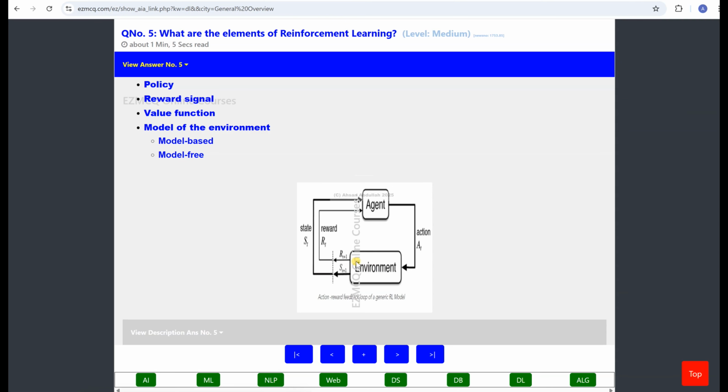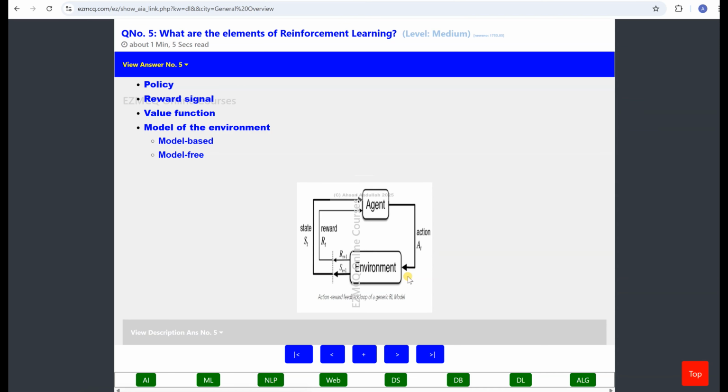There is a value function. The value function estimates the expected cumulative reward the agent can achieve from a given state, or state-action pair. It helps the agent assess the long-term benefit of different actions beyond the immediate reward. Remember, it's the long-term benefit, not the short-term one. So this is not a greedy approach.